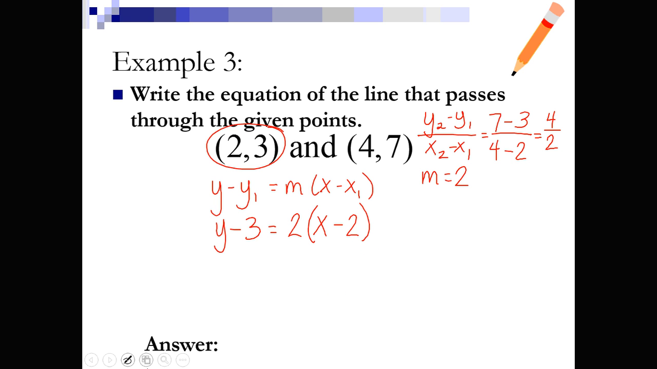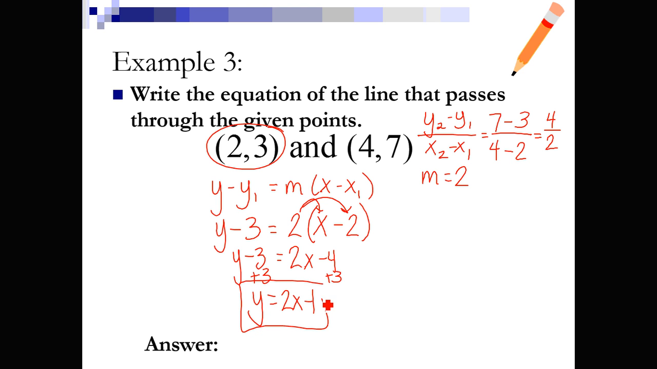And then now we want to make sure that we distribute and get the y alone here. So we'd have y minus 3 equals 2x minus 4 when we distribute. And then I'm going to go ahead and add that 3 over here. So my y is alone. Y equals 2x minus 1. So this is the slope-intercept form. It tells me the slope and the b, or the y-intercept. It would be handy if we needed to graph this line quickly.